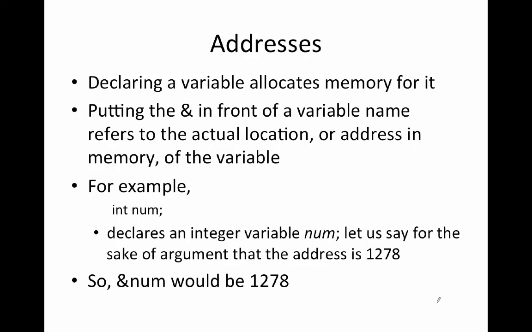Declaring a variable allocates memory for it. Putting the ampersand symbol in front of a variable name refers to the actual location, or address, in memory of the variable.